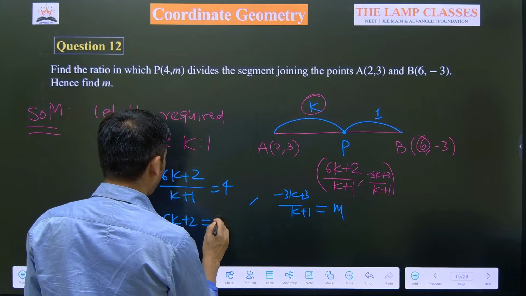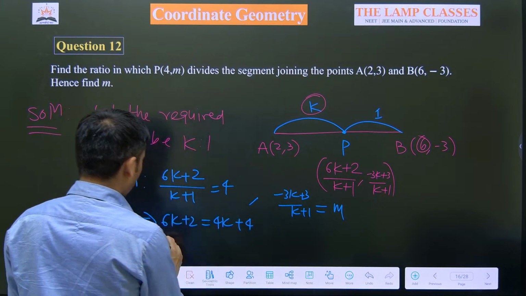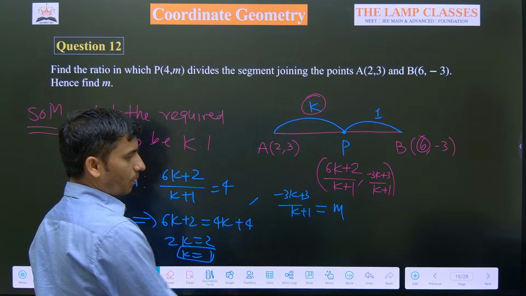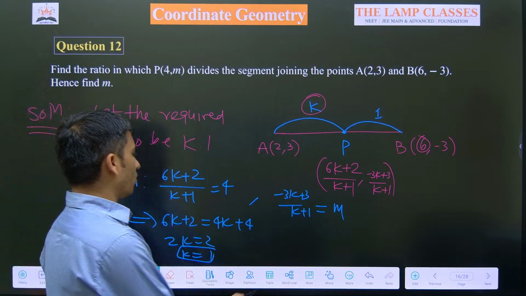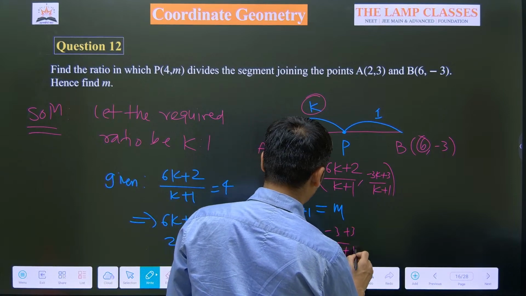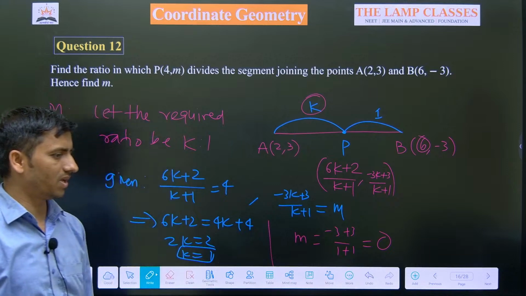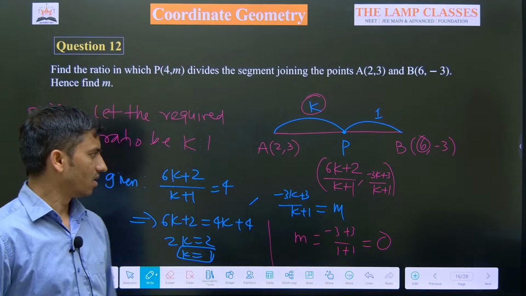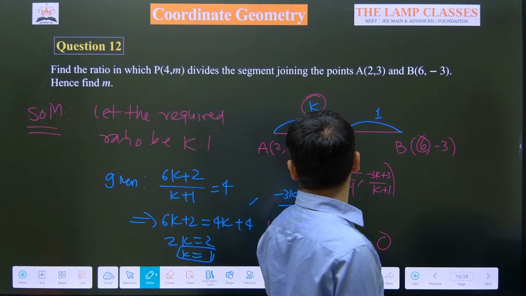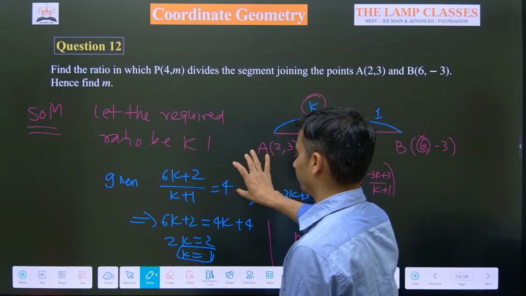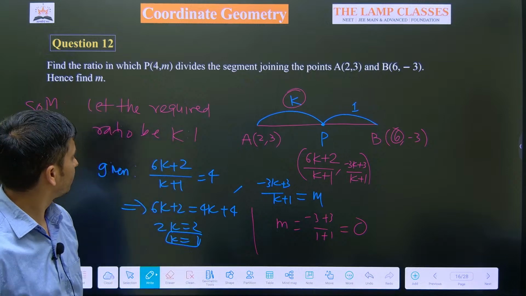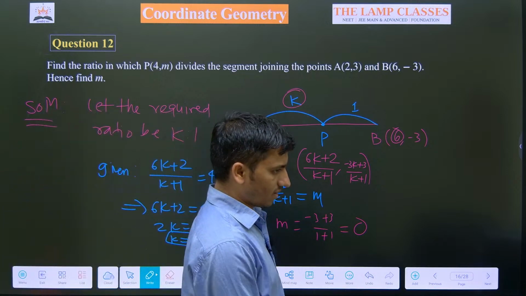6k plus 2 equals 4k plus 4, 2k will be 2, so k is 1. That means actually the point P is the midpoint, right? And put k equal to 1 here, so m is (minus 3 plus 3) upon (1 plus 1), right? 0. And then after that please write one conclusion line, na? So this P divides the ratio into 1:1, and the y coordinate, that is m, will be 0. So the point basically lies on the x axis. Fine, let's do the next question.